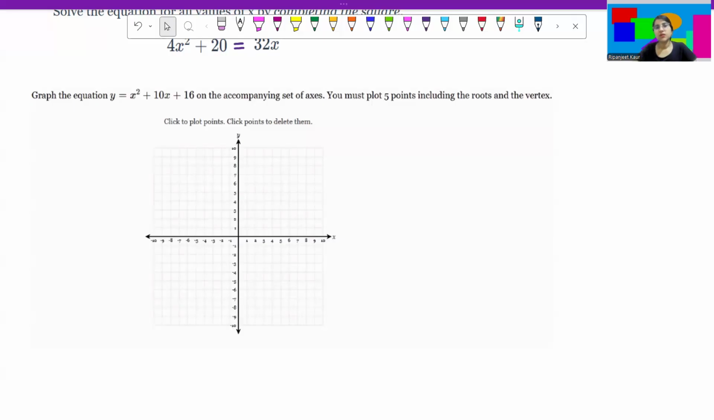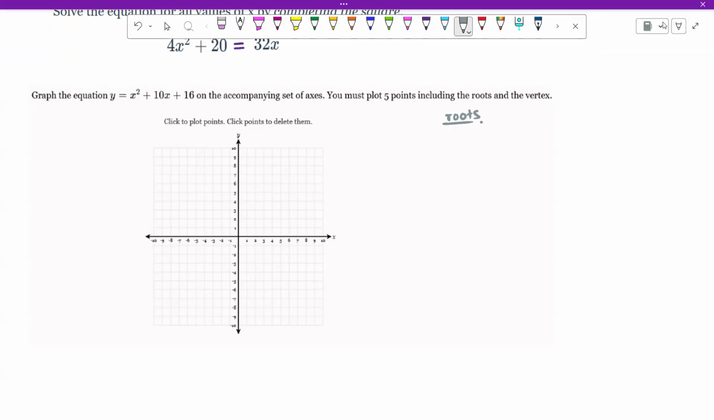Graph this equation. On the accompanying set of axes, you must plot 5 points including the roots and the vertex. Okay, when they are saying the roots, what do we mean when we say the roots? When we say the roots of a quadratic equation, what does it mean? What do we mean when we say roots?